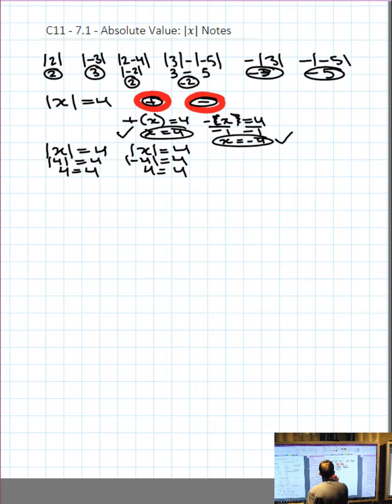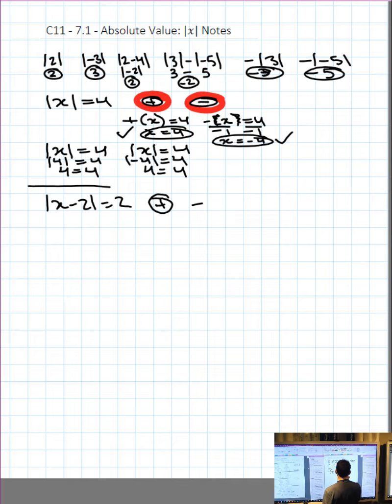Okay, so next one, let's do a little line. So let's do the absolute value of x minus 2 equals 2. So again, I'm going to say a positive with a circle around it, call it a positive terminal, and a negative with a circle around it, call it a negative terminal. On the left, with the positive case, I'm going to distribute a positive into the absolute value. Notice the positive case doesn't change. And then before I solve it, I'm going to do the negative case. I'm going to distribute a negative into the absolute value.